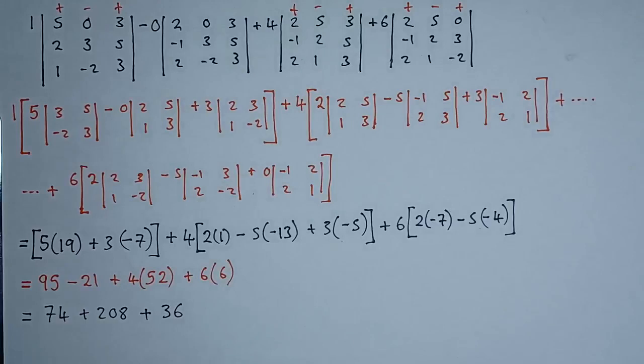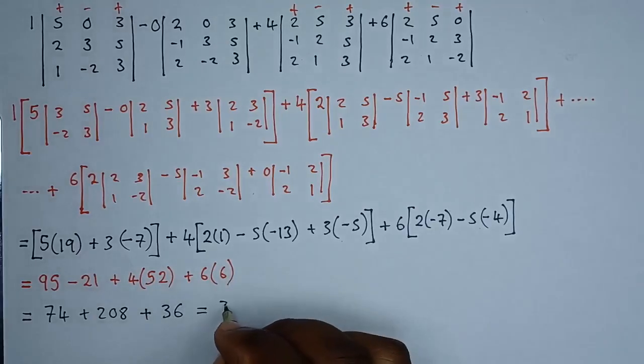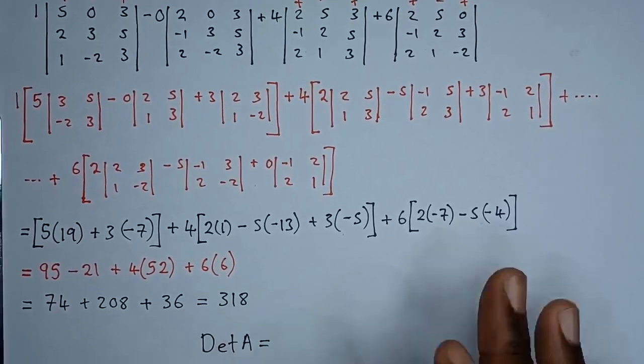Okay, then when we add up all the values, what we should get is 318. So this means that the determinant of the matrix A, which is a 4 by 4, is equals to 318.